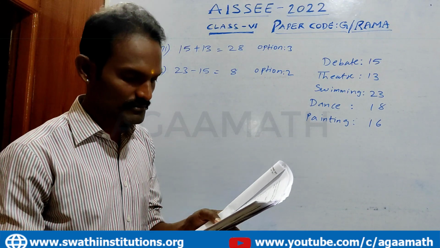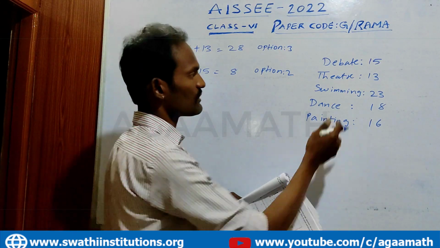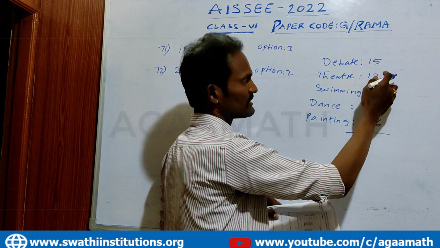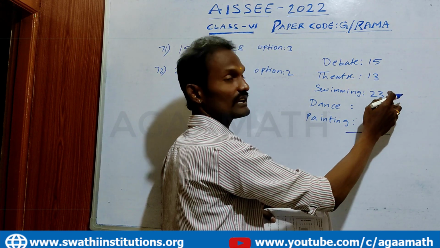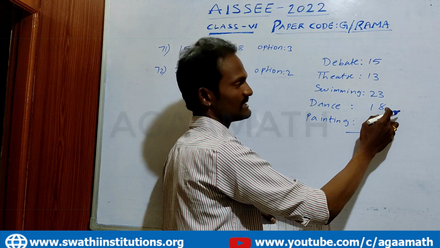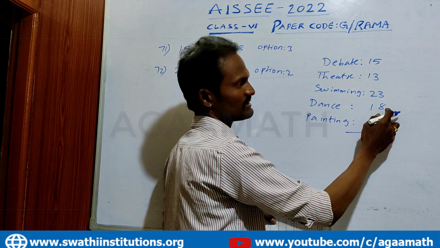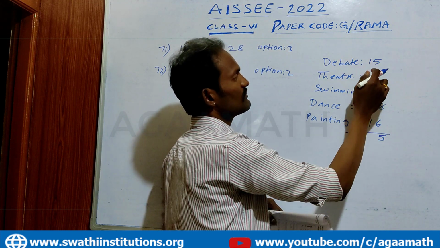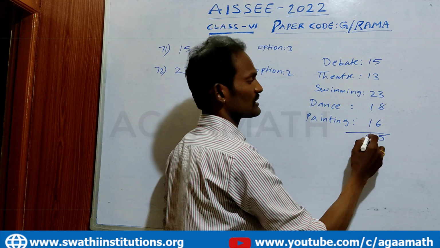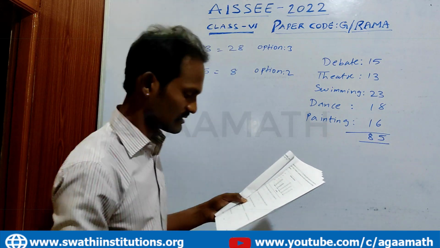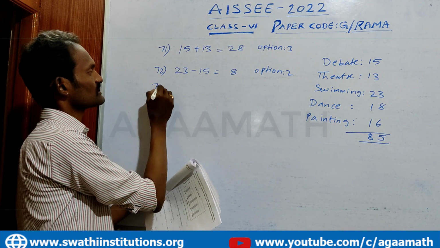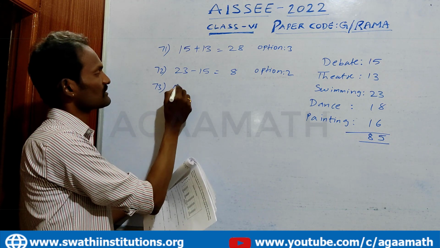What is the total number of students in grade 5? Let us count now. Total how many are they? 15 plus 13, 28, 28 plus 23, 51, 51 plus 18, 69, 69 plus 16 is 85. So there are a total of 85 students. So that is option 3. So for 73, it's option 3.